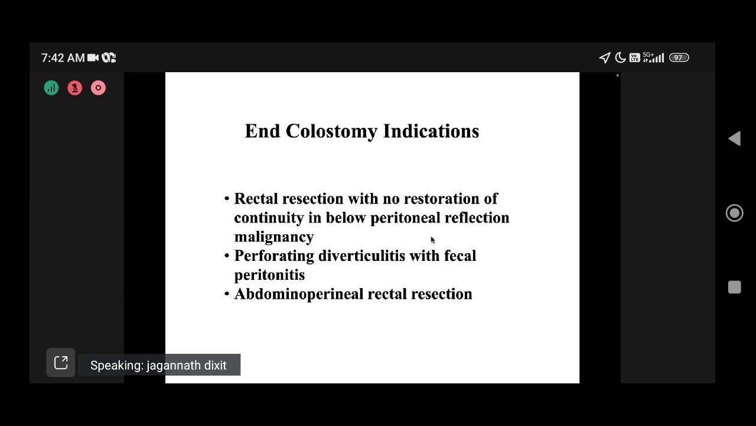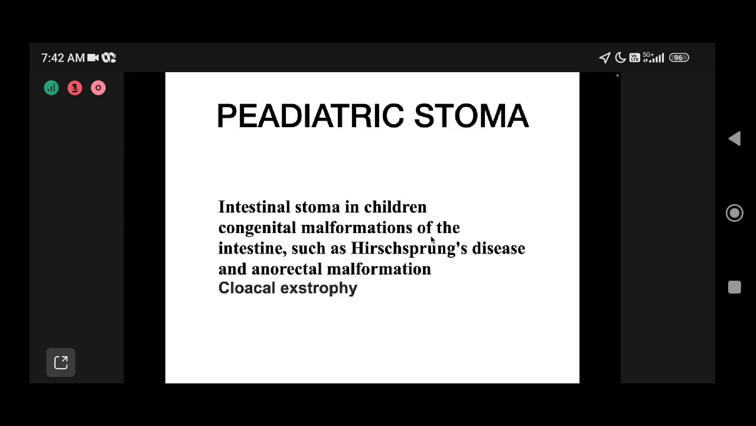And there is one entity which we commonly do in a very low placed rectal cancer, that is called abdominoperineal resection, where the end colostomy is of choice. But coming to something we normally encounter in 99% of our regular practice, the adult, there is something called pediatric stomas. These pediatric stomas are very important, but you need to understand most of them are developmental anomalies, where it's a congenital malformation.